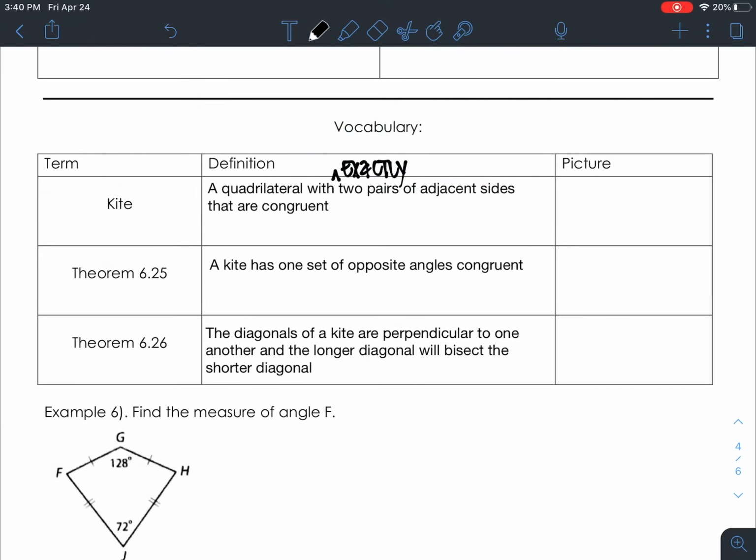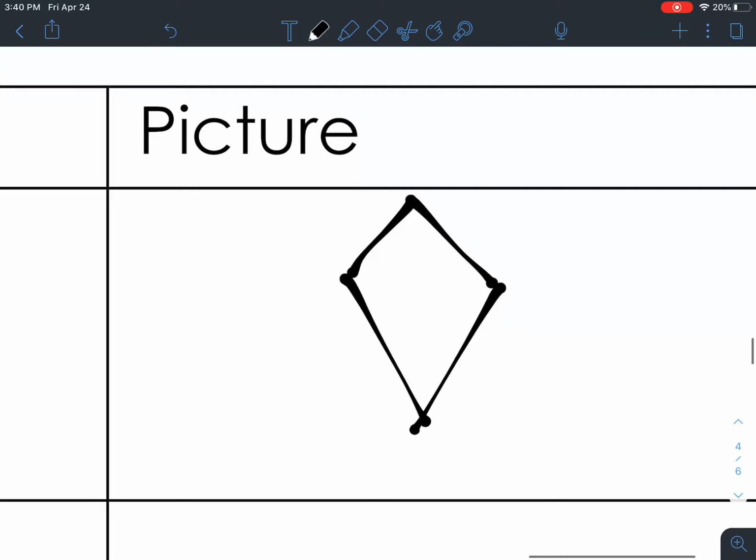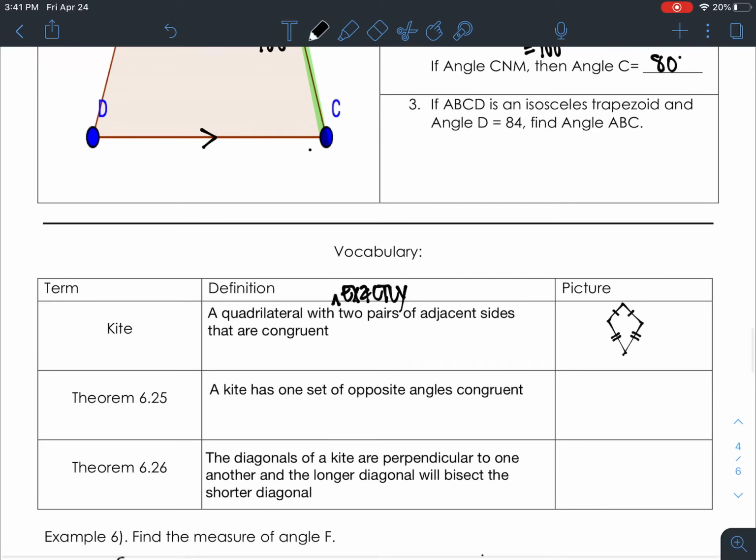So what a kite looks like is exactly what you guys have pictured. All right, so it's going to look like this. I'm not very good at drawing them. And so you have two sets of sides that are congruent. So these top two, the shorter ones, are going to be congruent, and then the bottom ones are going to be congruent as well. All right, so that's a kite.